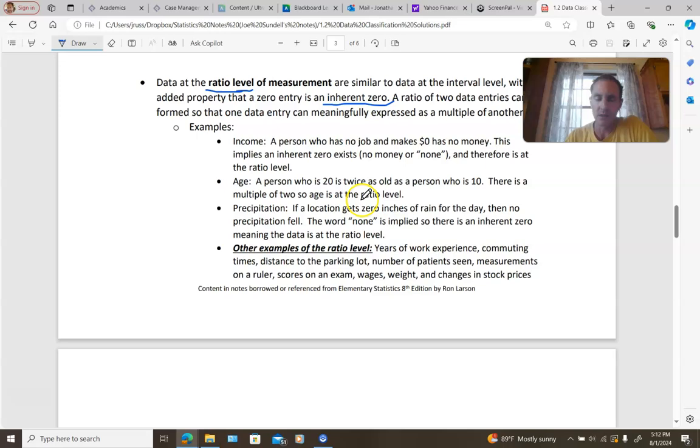Precipitation is another example. Okay, if one location gets 0 inches of rain for the day, that 0 implies no rain, a lack of rainfall.